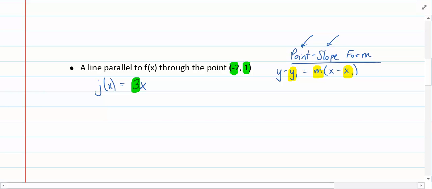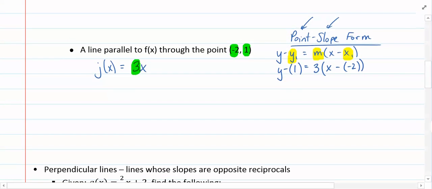I'm replacing the letter y1 with the number 1. Notice that there's a subtraction sign here, so y minus 1 equals m, which we know is 3. That's the slope that we have to use here because it's parallel to the original, times the quantity of x minus x1. And x1, in this case, is -2. With our values replaced, it's just a matter of algebra in order to solve this equation.